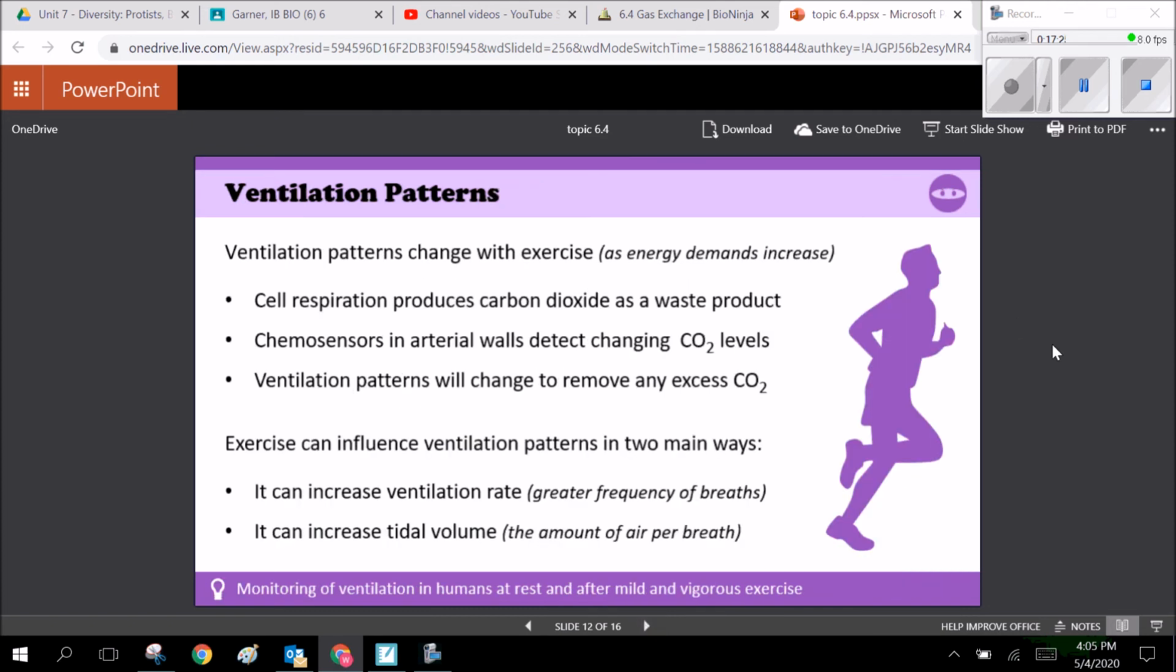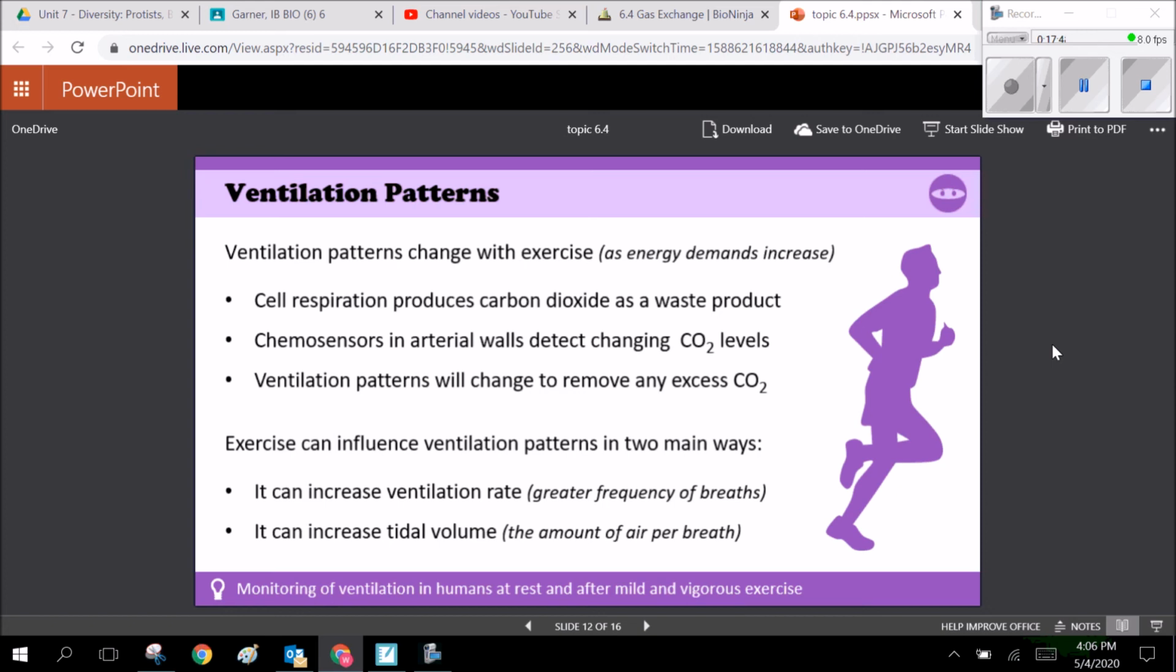Okay, so ventilation patterns. So obviously, as you move around, your ventilation patterns change. You were obviously giving out carbon dioxide like a smokestack. Again, you're dirtying the air. How dare you? But when you do that, there are these sensors in the walls of your main blood vessels that are going to detect your CO2 levels, and your ventilation patterns will actually change.